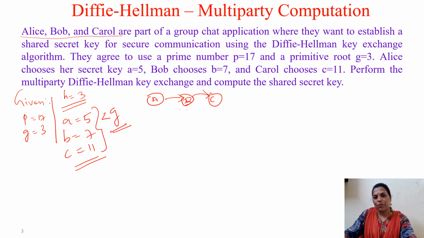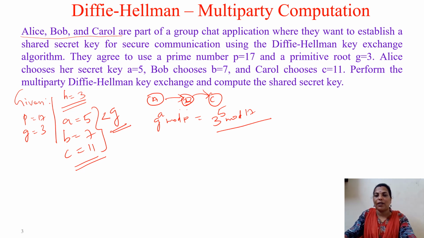So in the third step, what is Alice doing? Alice has to compute g power a mod p. All the values we know; whatever the parameters and variables there, we know all the values. So g is 3, power a is 5. So 3 power 5 mod 17. This only we have to calculate. 3 power 5 is a very simple, small value, a small power only, so we can easily calculate that using a calculator.